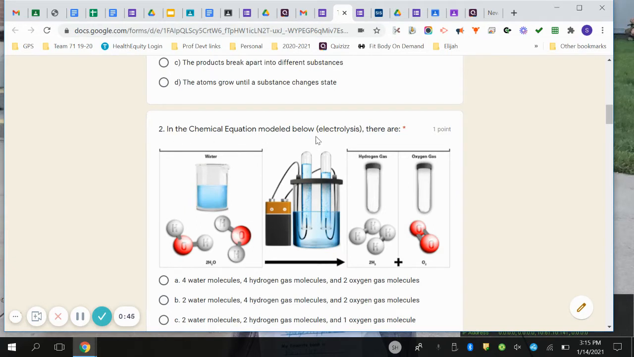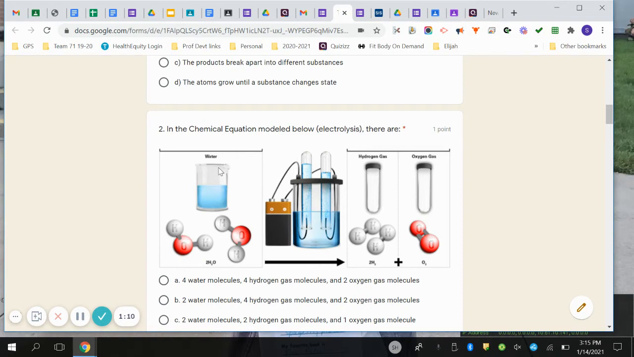In the chemical equation model below, the electrolysis, there are blank. Okay. Wait on that question. So you have water over here. So you have H2O. You have two H2Os, right? That's why there's a 2 in front of the H and a 2 below the H, because there's 2 hydrogen atoms. This water is going to have electric. That's why it's electrolysis. It's electric being added to it.